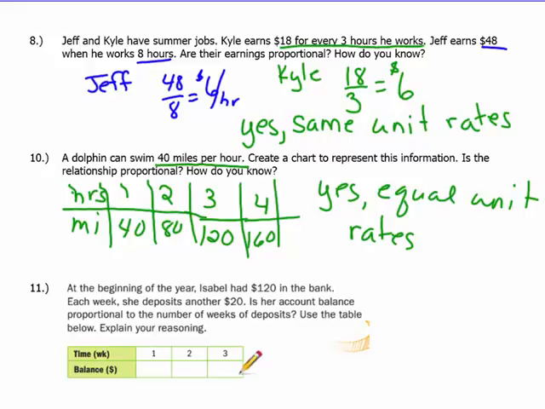At the beginning of the year, Isabel had $120 in her bank account. Each week she deposits another 20. Is her account balance proportional to the number of weeks of deposit? So let's see here. At the beginning, first week she has 120. Then she put in $20, so that means she has 140. Then she put in another 20, which is 160. So there's my chart.